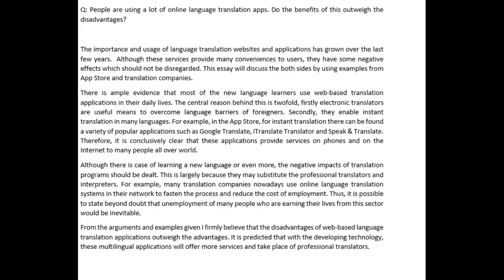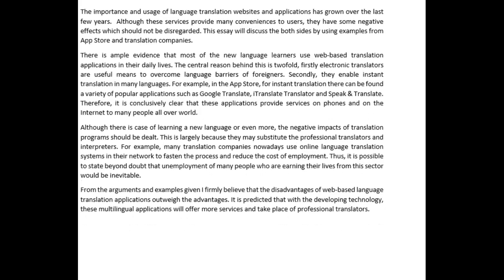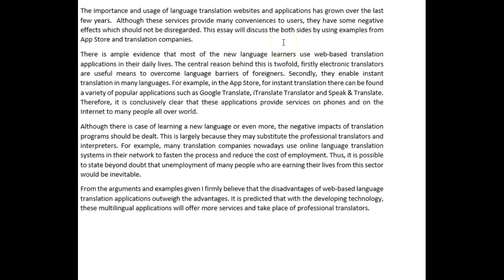The first topic is online language translation apps. Let's see what you said. "The importance and usage of language translation websites and applications has grown over the last few years."